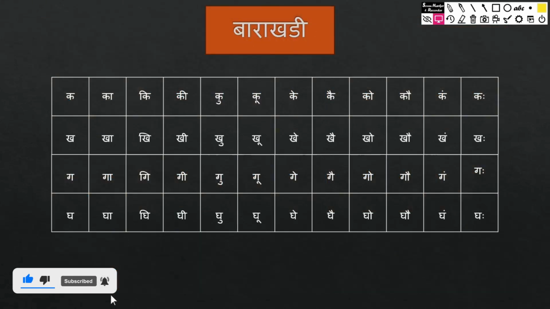Barakhadi. We have already learned barakhadi in the last lesson. So this slide is just for remembering what we have learned already and how vowel signs are used to form different consonant sounds. Okay, so we will quickly move to our quiz part and a little bit of homework.